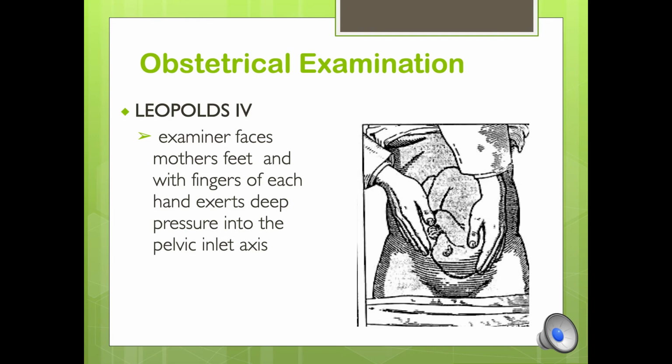Leopold's 4 will tell us if the presenting part is engaged or not. This time, the examiner faces the mother's feet and with fingers of each hand exerts deep pressure into the pelvic inlet axis. If during the examination the fingertips would meet near the symphysis pubis, then that means that the presenting part is not yet engaged. However, if you feel that one of the examining hands would stop at some point, then that means that the head or the other presenting part is already engaged.